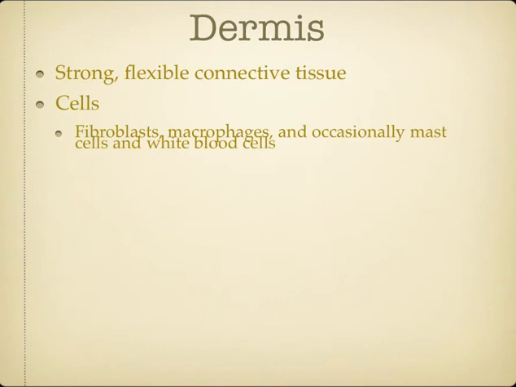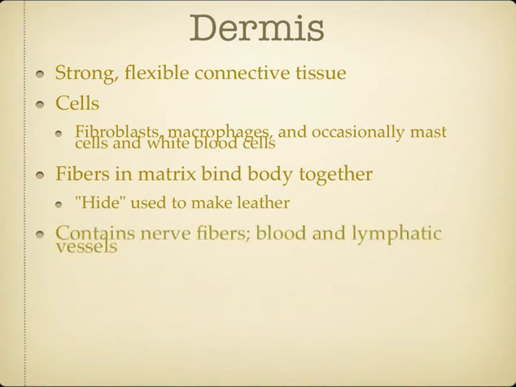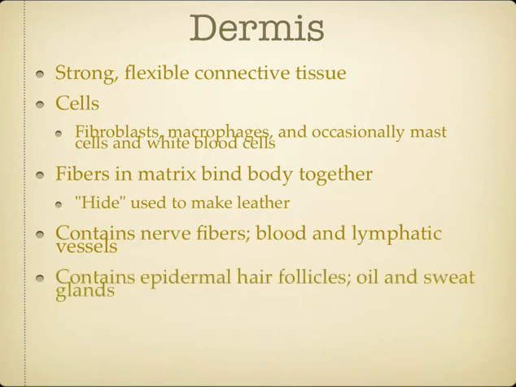Fibers bind this matrix very tightly together. They are, in effect, leather, and if we were to skin a person like we would skin a cow or a pig, this would be the stuff that is leather. So the dermis of a cow is cow leather. Dermis in us contains nerve fibers, blood, lymphatic vessels, hair follicles, oil and sweat glands, and it actually has two distinct layers. Those two layers would be the papillary layer and the reticular layer.